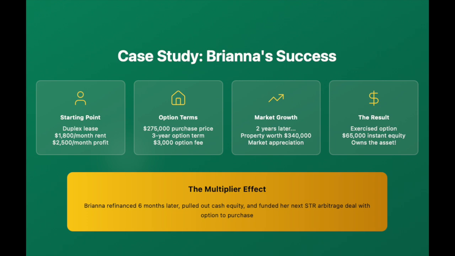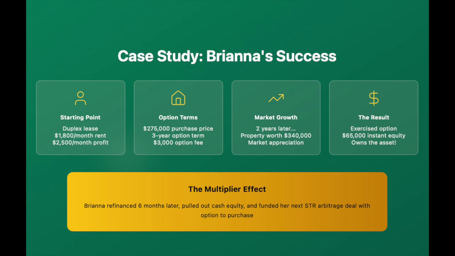Definitely. But here's the key move Brianna made, according to this study. The option. Yep. When she signed the lease, she also negotiated and signed an option to purchase agreement with the landlord. Smart timing. What were her terms? The purchase price was fixed at $275,000. The option term was 3 years, and the option fee was $3,000. Okay. And that $3,000 fee was agreed to be credited towards the purchase price if she bought.